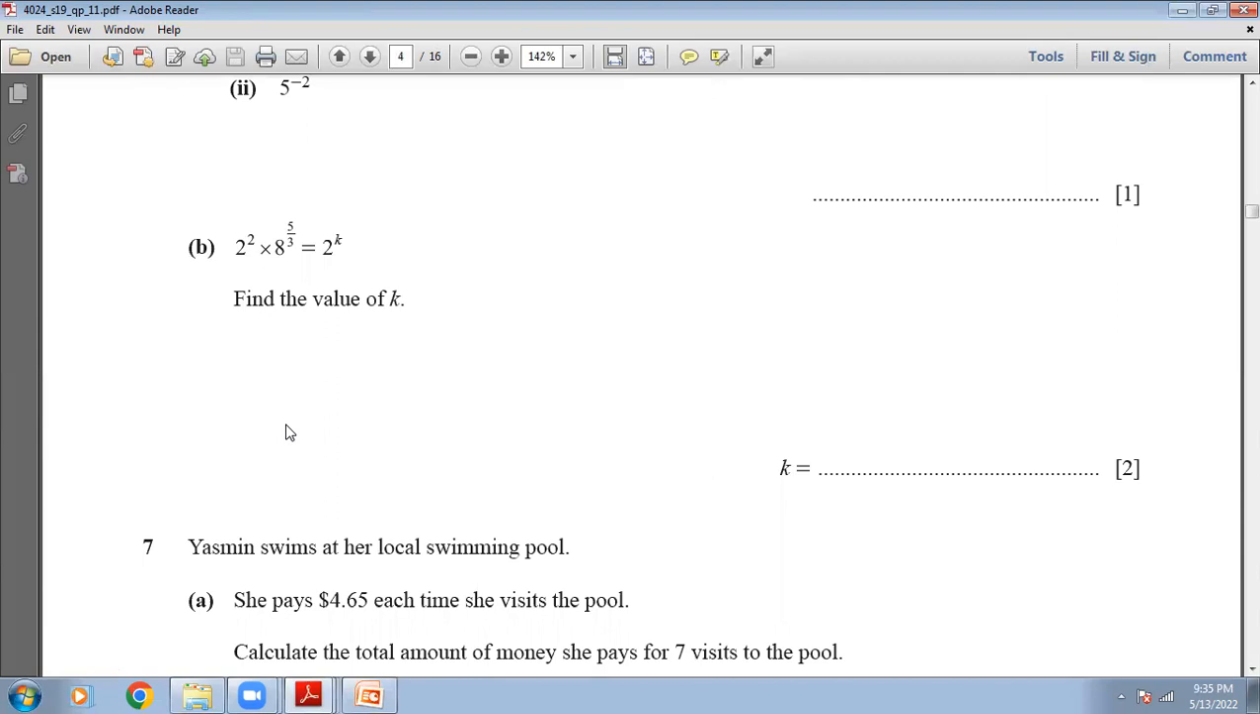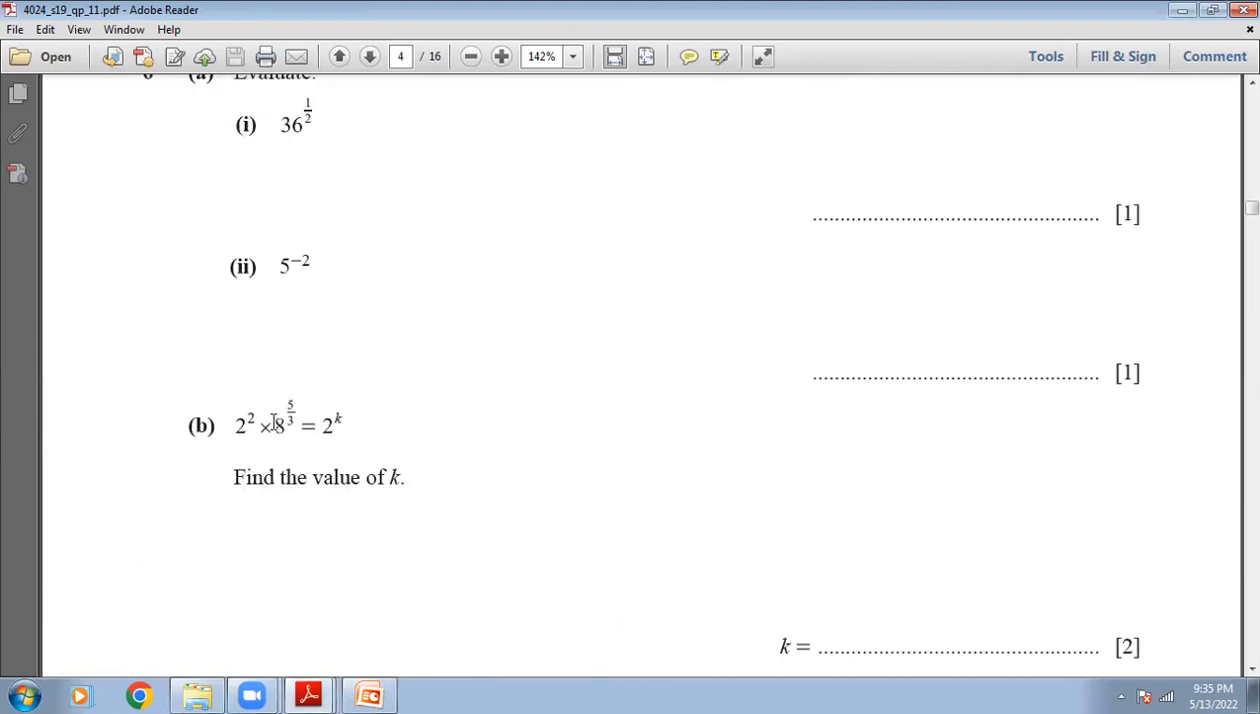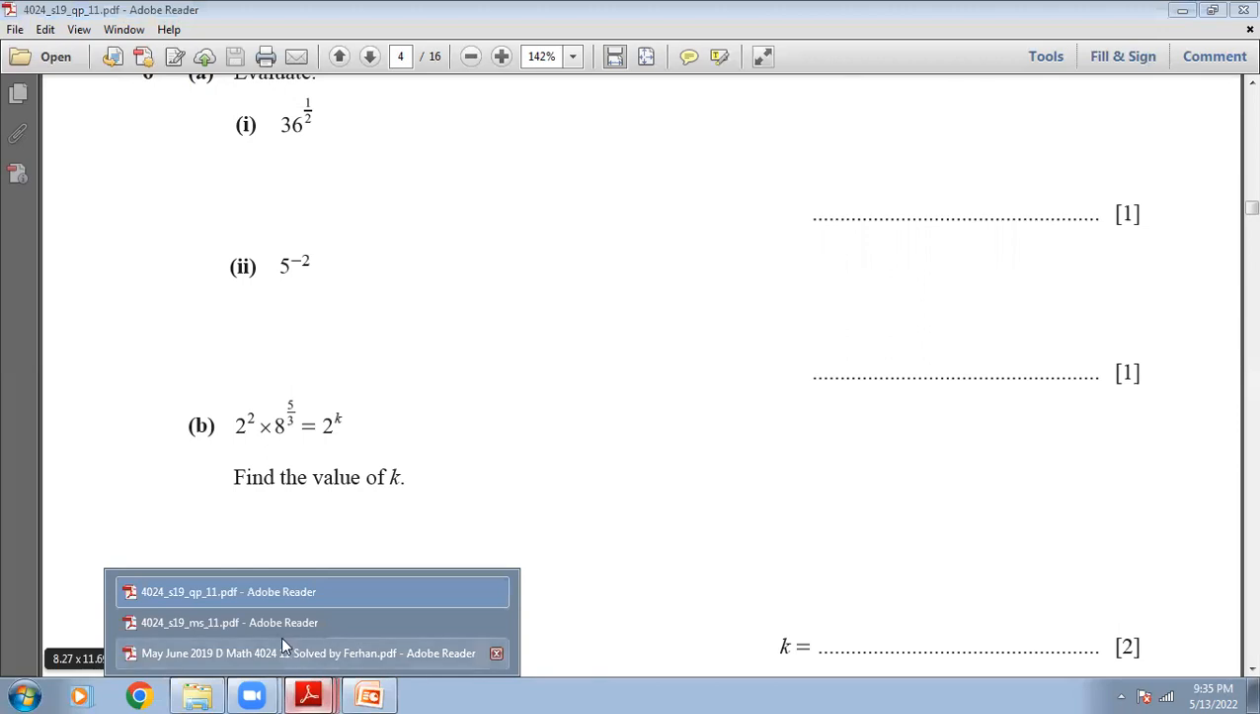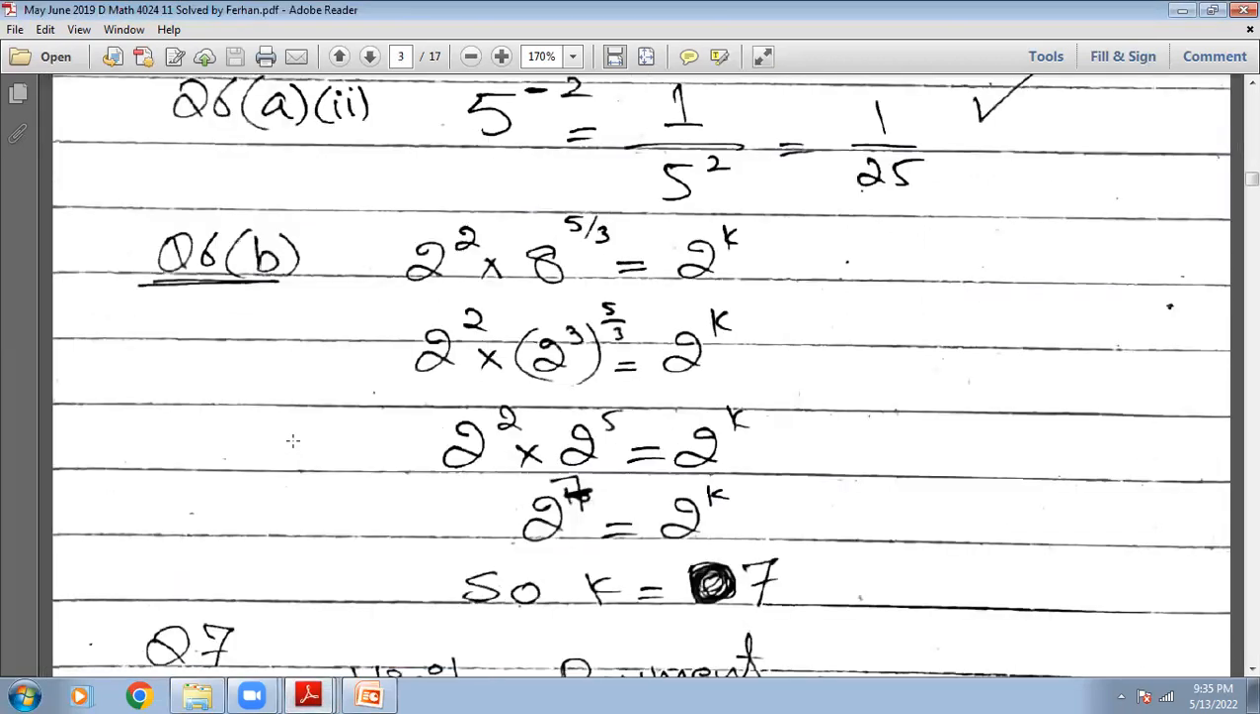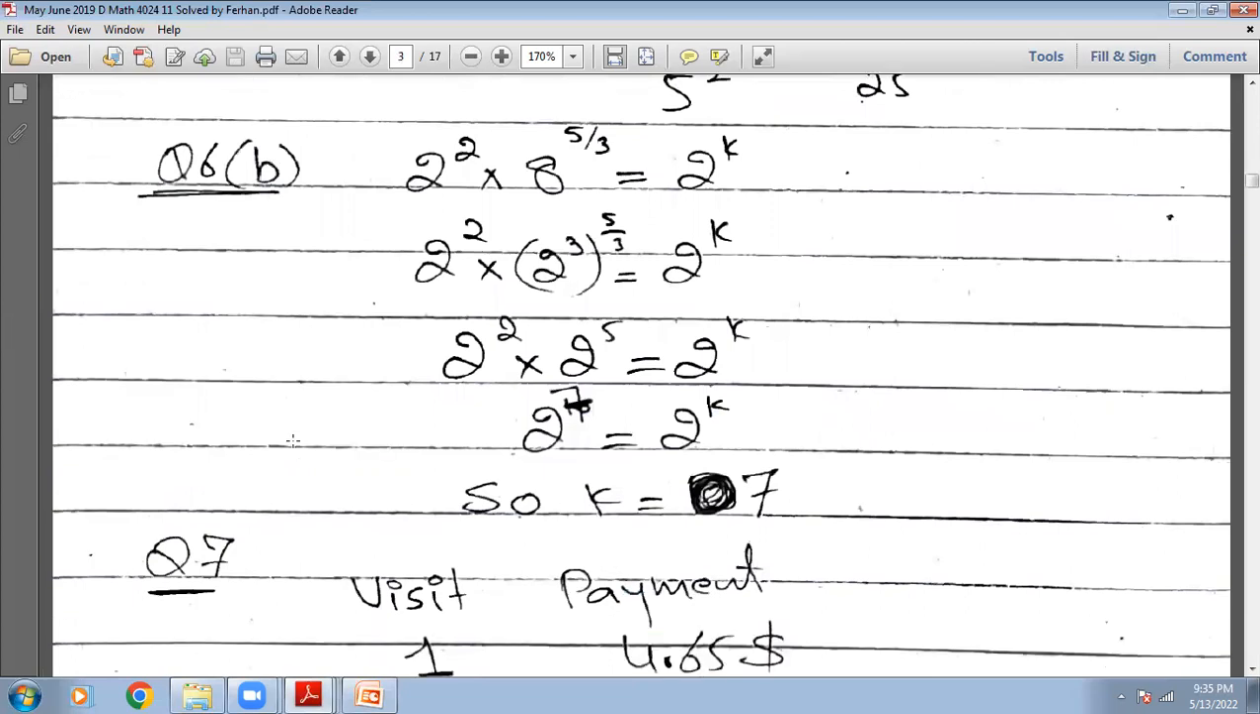The next question is 2 square multiply 8 raised to power 5 by 3 equals to 2 raised to power k. This 8 is 2 raised to power 3. If you prime factorize 8, you will find that 8 is 2 raised to power 3. So we will write 2 square multiply 2 raised to power 3, and whole raised to power 5 by 3, equals to 2 raised to power k. 3 and 3 will be cancelled. So you will have 2 square multiply 2 raised to power 5 equals to 2 raised to power k.